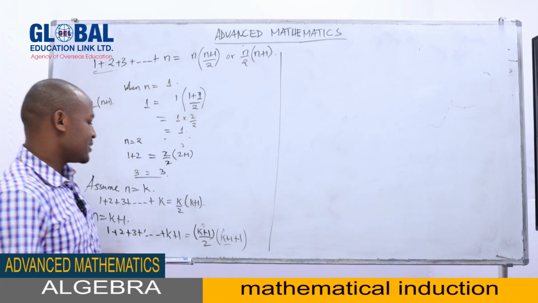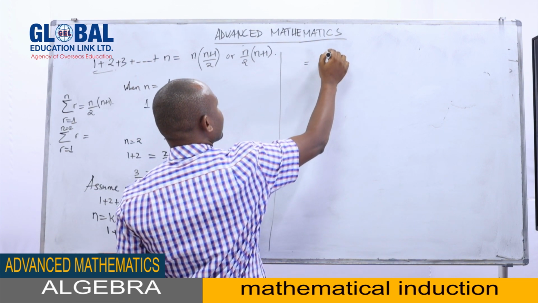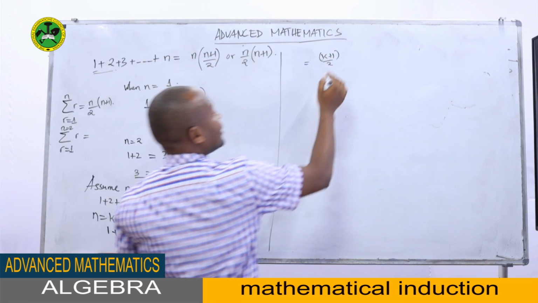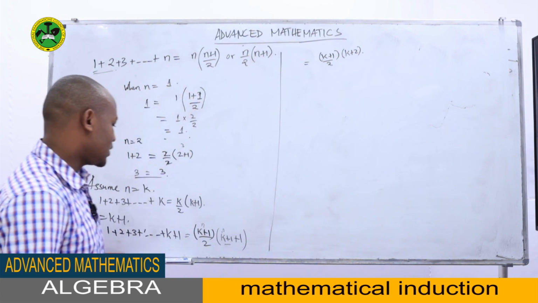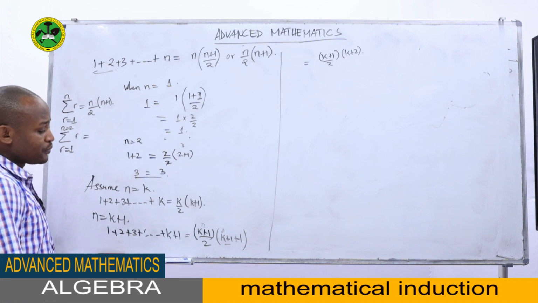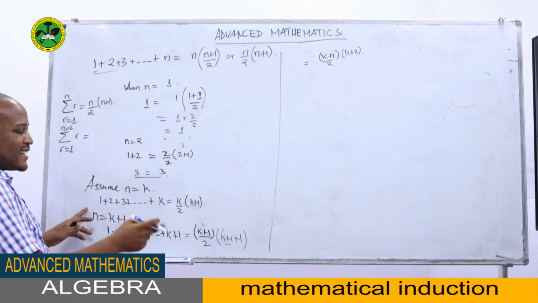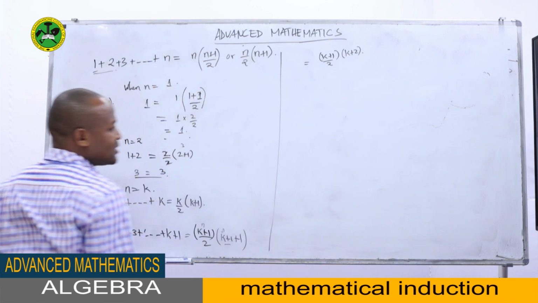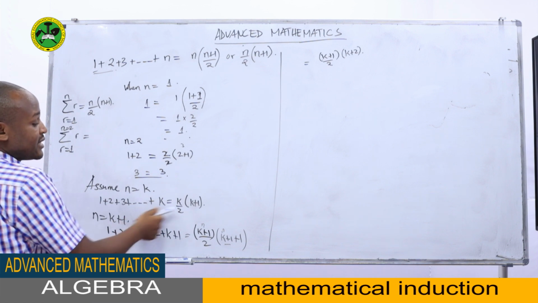Now simplifying that right hand side there, we shall have k plus 1 over 2, and then what of that is k plus 2. So from that sum we are supposed to add another term there. And if our answer will be like that, that means we have proven that it holds true for all the positive integers n.